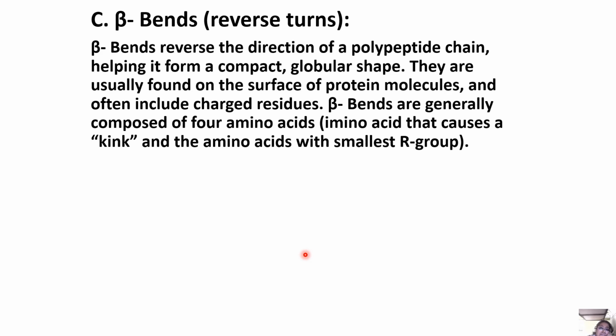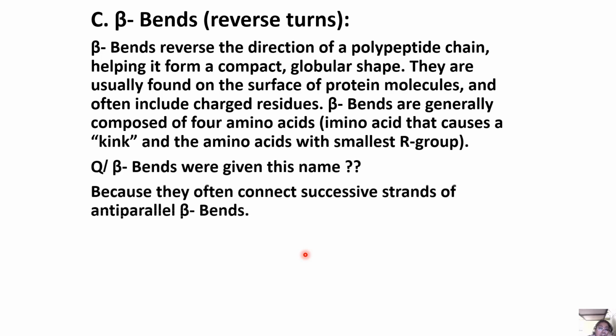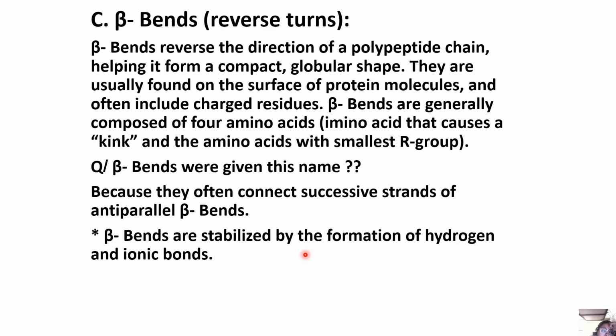Now beta bends are reverse turns. Beta bends reverse the direction of the polypeptide chain by helping it form a compact globular shape. They are usually found on the surface of protein molecules and often include charged residues. So a beta bend is generally composed of four amino acids: an amino acid that causes a kink and the amino acids with the smallest R group. Beta bends were given this name because they often connect successive strands of antiparallel beta sheets. Beta bends are stabilized by the formation of hydrogen or ionic bonds.